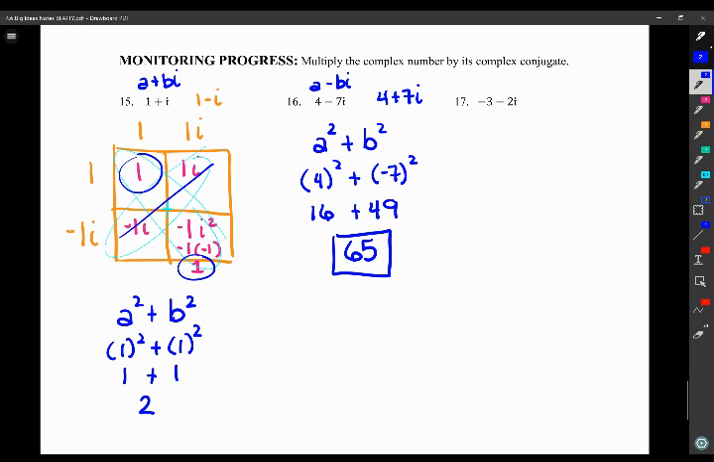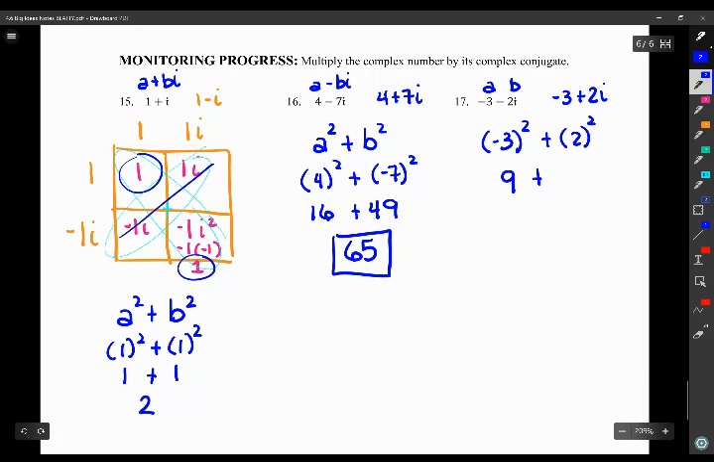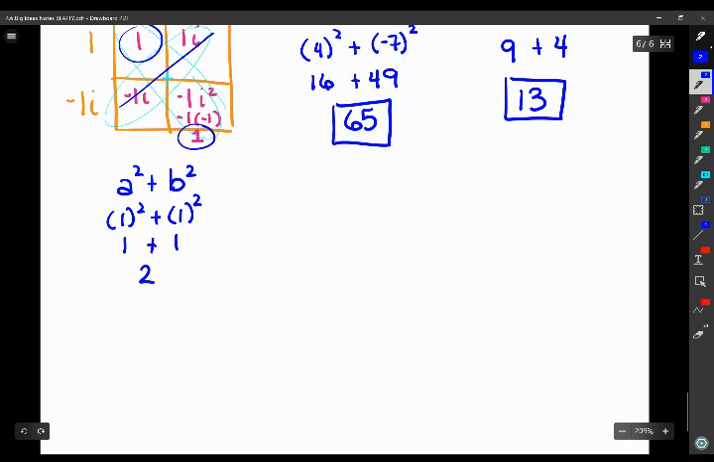17, the same idea. This is a, and this is b. The conjugate would be negative 3 plus 2i. So you're more than welcome to do the box because that's always going to work. Or you can just take the a value, square it, take the b value, square it, and add them together. So negative 3 squared is 9. 2 squared is 4. We add them together to get 13. And that's the easiest way to do that.